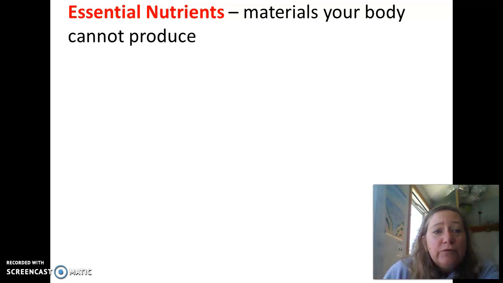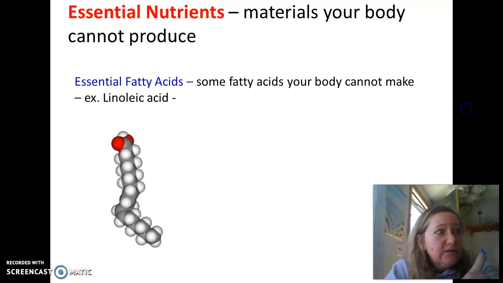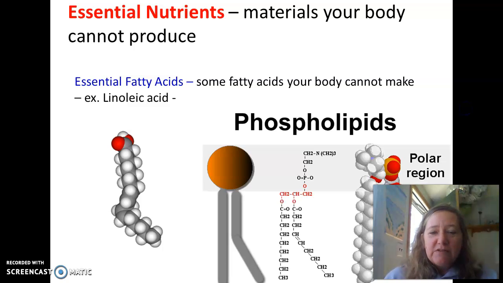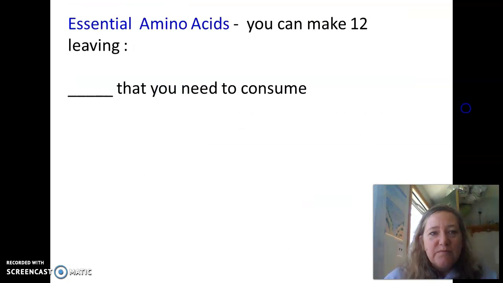Essential nutrients are materials in your body you cannot produce. So you need to get them from food, vitamins, whatever. First, we have essential fatty acids. Some fatty acids your body cannot make, like linoleic acid. Remember those phospholipids we learned about early in the year in the cell membrane? Well, those are something you need to get from foods, because that's like a good cholesterol that helps.